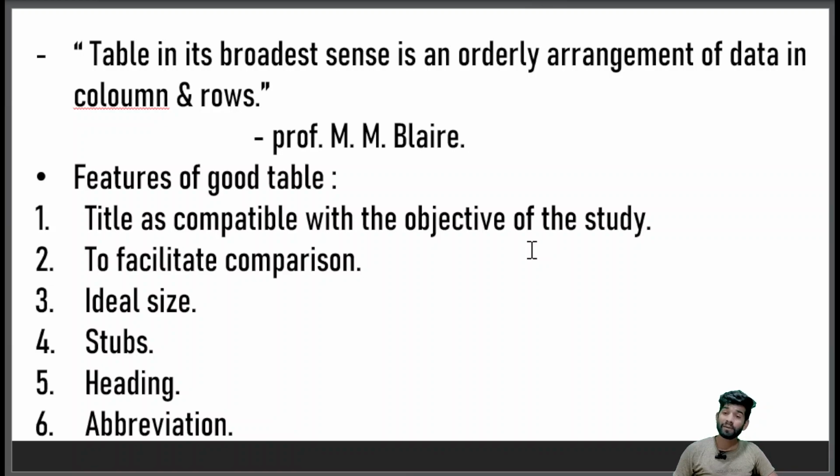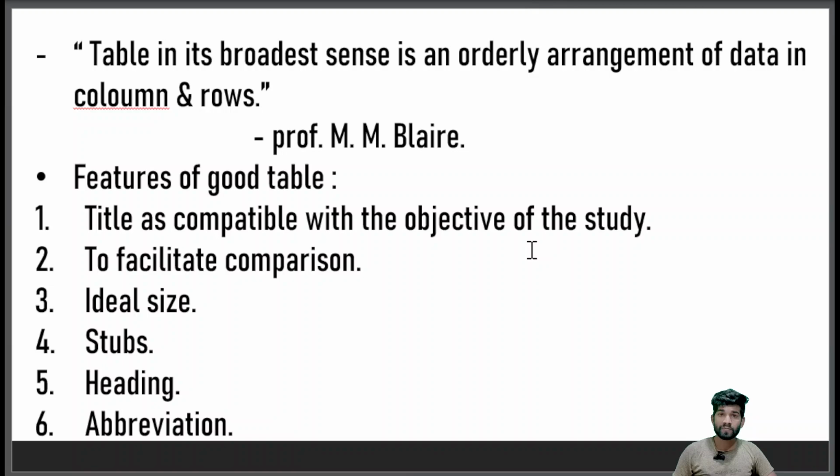We have to use the tables. Then what are the features of a good table? First one is a title compatible with the objective of the study. Our title should be compatible with the objective of our study. To facilitate comparisons, we have to make comparisons between studies.